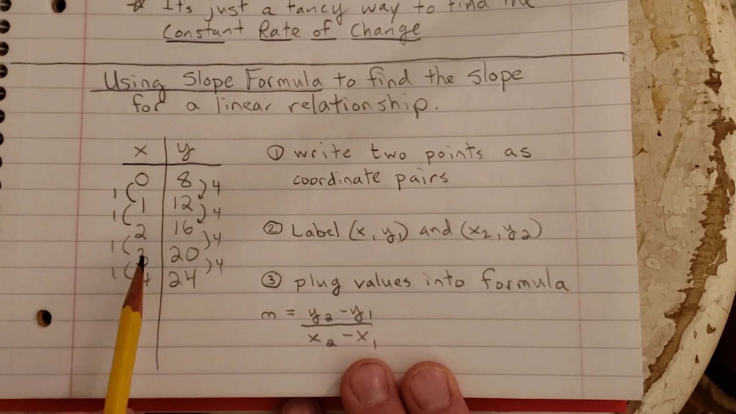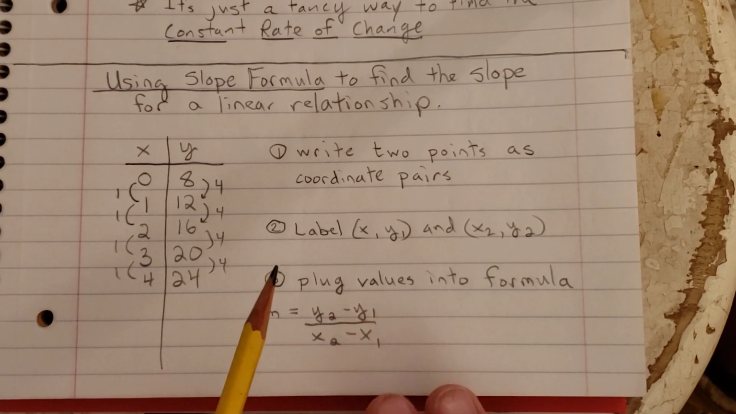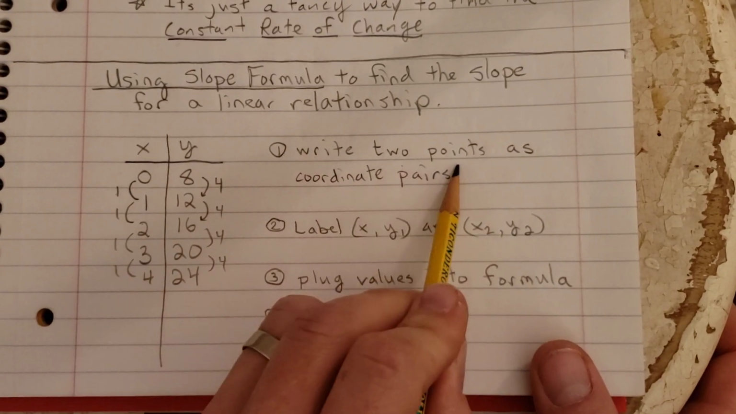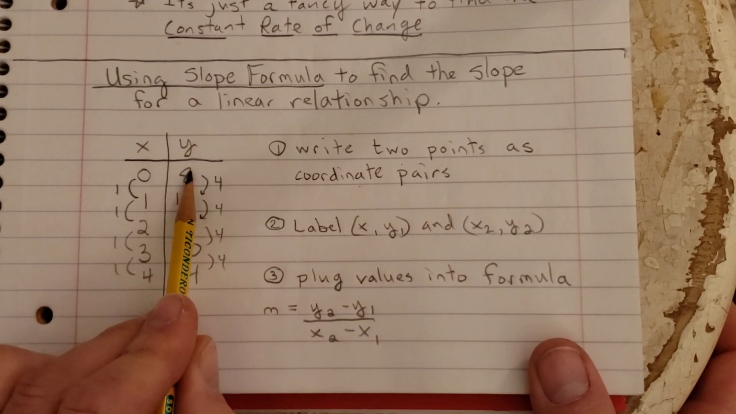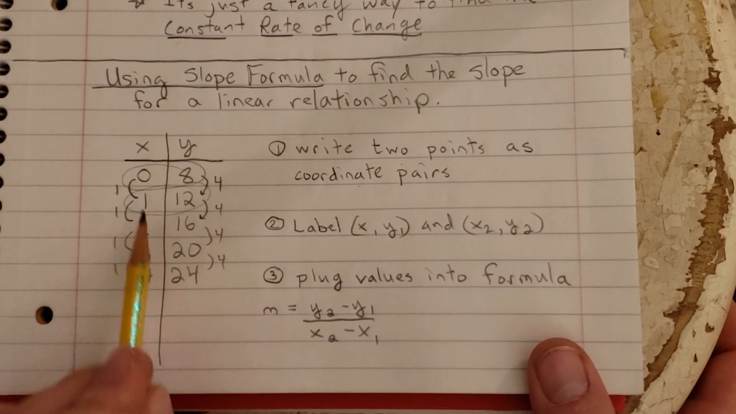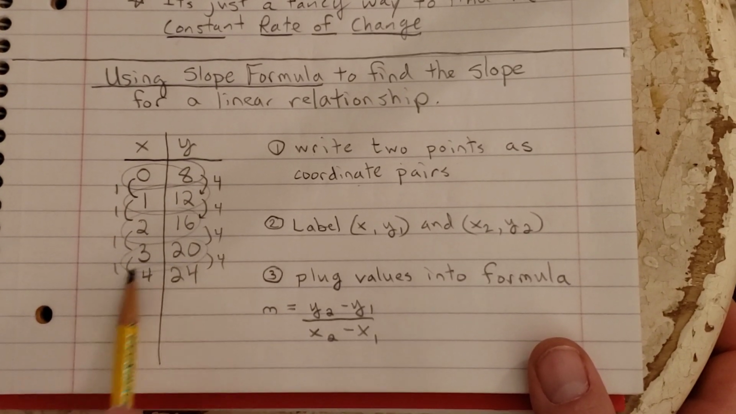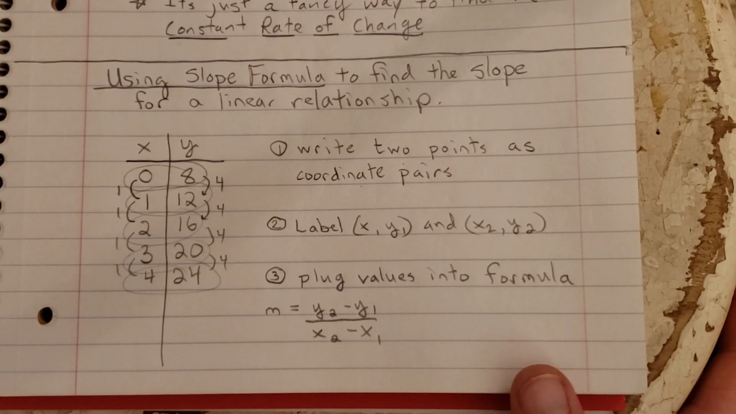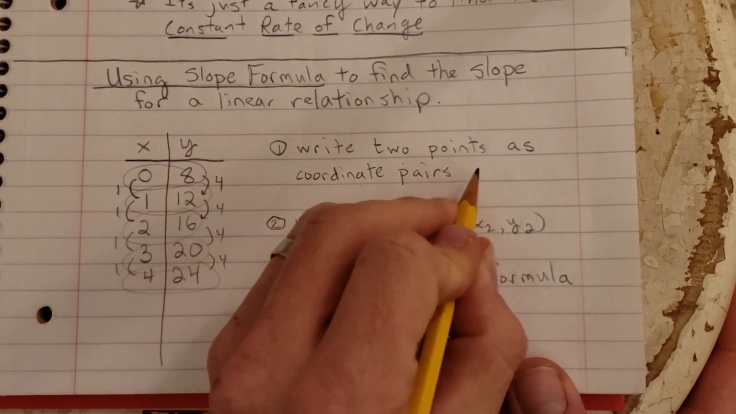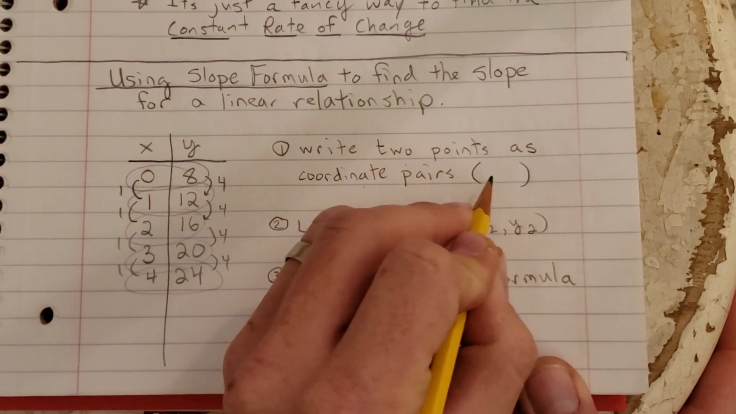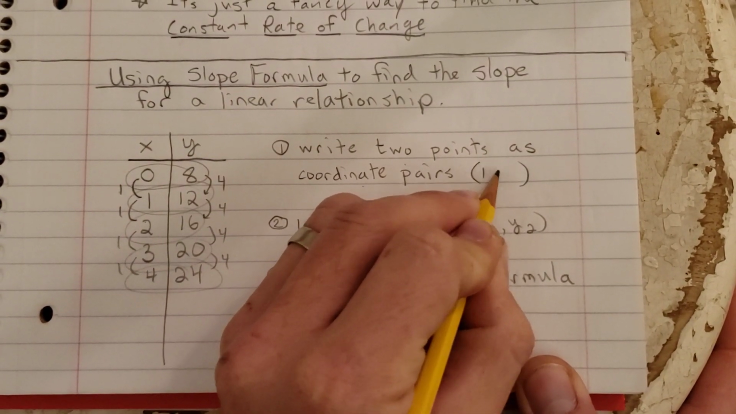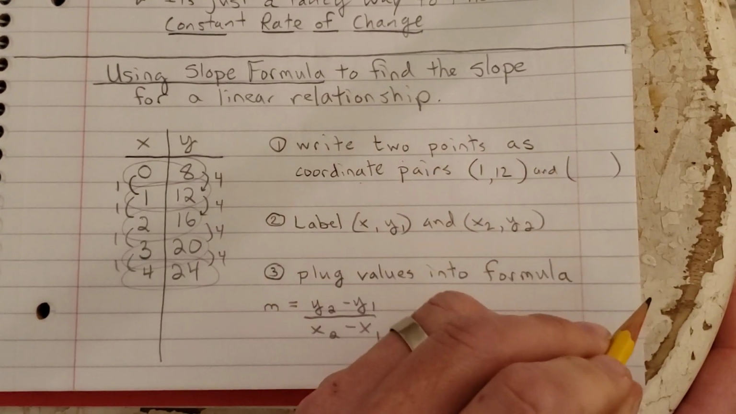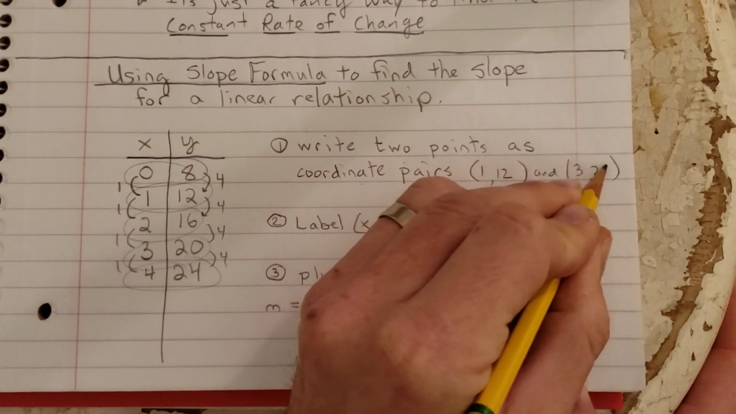Now that we know that, we're going to extend it and see if this slope formula makes sense. Step 1 is to write two points as coordinate pairs. This is a coordinate pair, this is a coordinate pair, and this and this. These are all coordinate pairs. We just have to pick two of those. It doesn't matter which two. Let's pick (1, 12) and (3, 20).